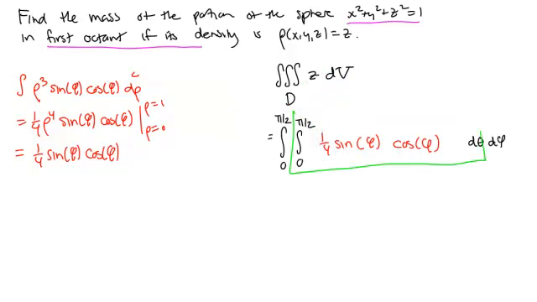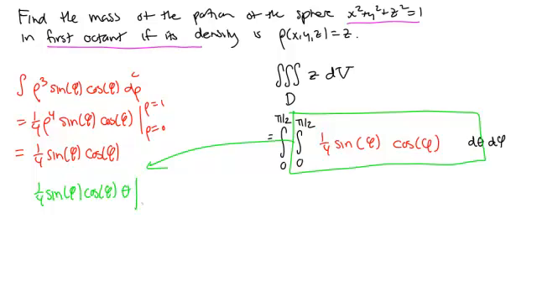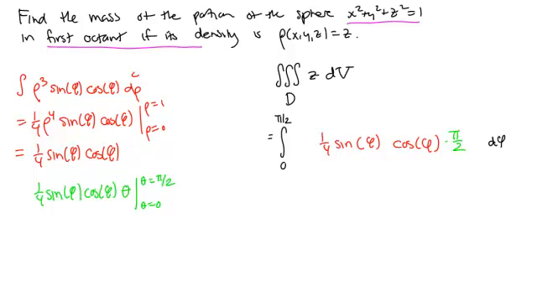Next, we need to integrate this portion. But notice that this portion is constant with respect to theta. So we're just going to get 1/4 sine of phi cosine of phi times theta, evaluated from theta equals 0 to theta equals pi over 2, which just means we're going to multiply this expression by pi over 2. And so now we're on our last iterated integral. If I pull the constants out, we have pi over 8 times the integral from 0 to pi over 2 of the sine of phi times the cosine of phi d phi.